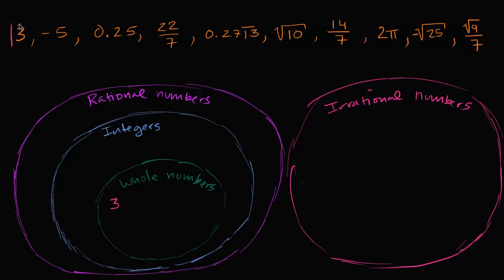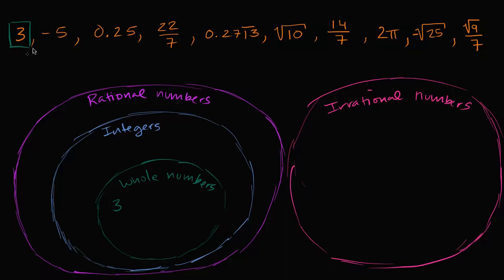So 3 is a whole number, and maybe I'll do it in the color of the category. So 3 is a whole number. So it's a member of that set. But if you're a whole number, you're also an integer, and you're also a rational number. So 3 is a whole number, it's an integer, and it's a rational number.